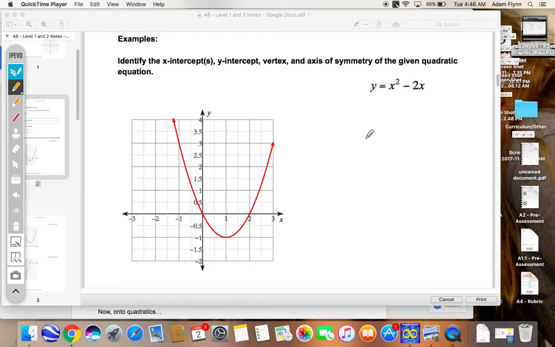Okay, so my instructions are to identify the x-intercepts, y-intercept, vertex, and axis of symmetry of the given quadratic equation. I'm given the equation y equals x squared minus 2x. More importantly, here's my graph. Here's what this function looks like. So I'll do the x-intercepts first.